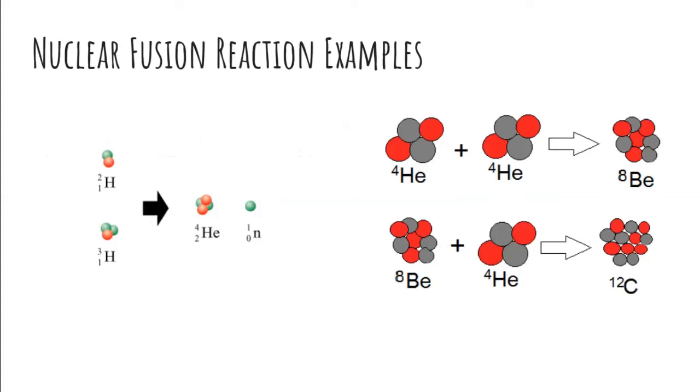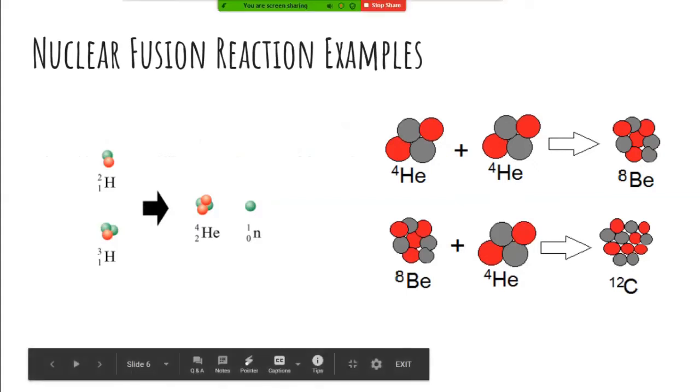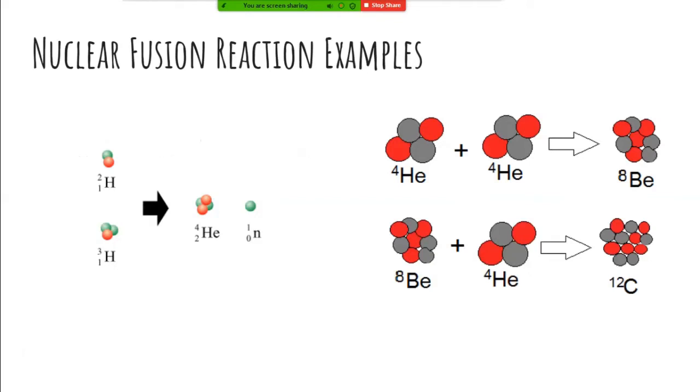So I have 2 examples here. The first one is what I mentioned before. 2 hydrogen atoms are fused together to make helium. This is a standard hydrogen atom. And this is another hydrogen atom. This one has a proton and also a neutron. And this one has 1 proton and 2 neutrons. We can see here from the green, these are not stable by themselves, so that's why they want to fuse together to make helium. And also there's another neutron left over.